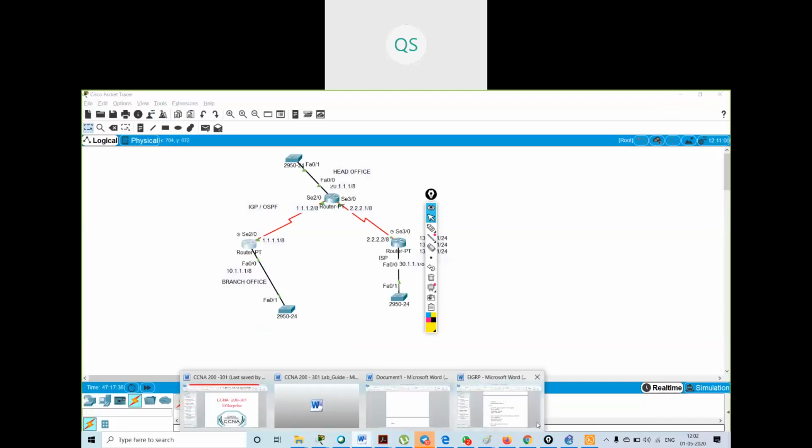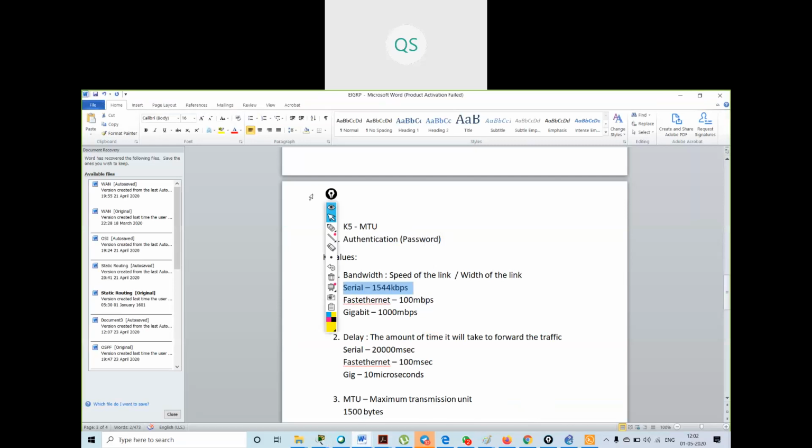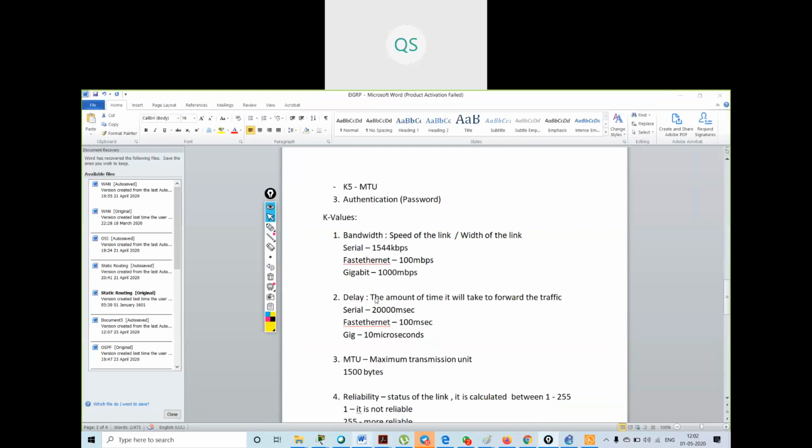See if you go over here now, these are some default things. The delay for serial links is 20,000 microseconds, and for fast Ethernet 100 microseconds, gigabit 10 microseconds. MTU is maximum transmission unit. What is MTU? That is 1500 bytes can be transmitted at a time.